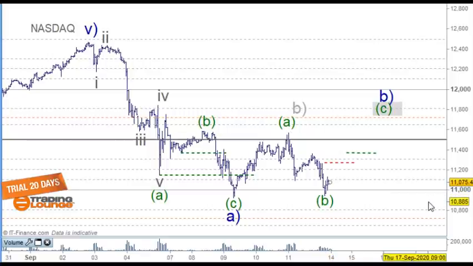So this could be counted in different ways as well. All I have so far is we have 1 and 2 and 3 and 4 and 5 here. So after 5 waves, we should get a correction and then another 5 waves. But how to count that correction is what I've been trying to figure out. In this case here, this move up here counts better as a corrective wave, as wave A and B here, then 1 and 2 and 3 and 4 and 5 here. So we could still be in the correction from wave A here to wave B here.